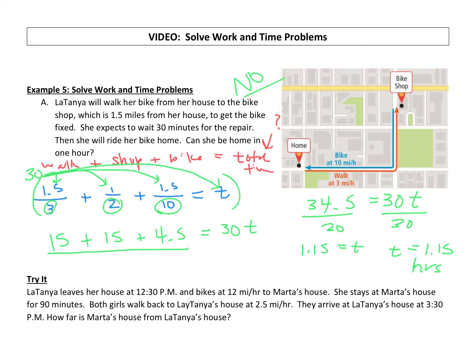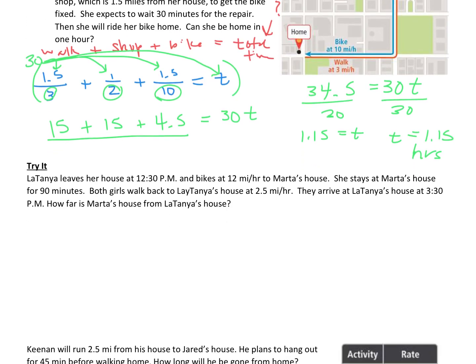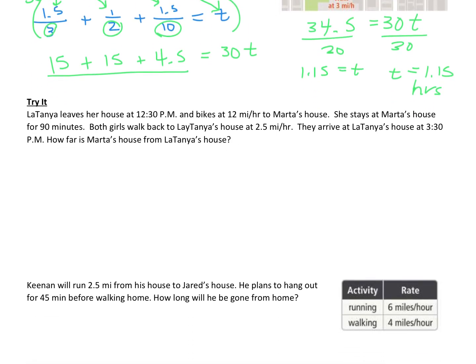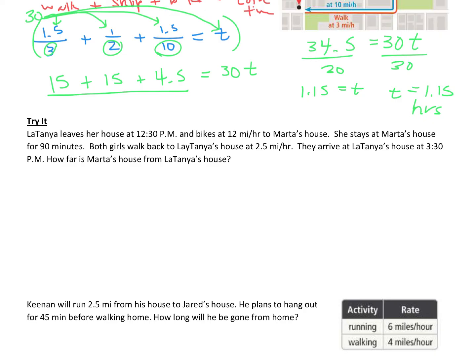All right, well, that wasn't so bad. Let's take a look at another one. Oh, a couple more. Okay. Latanya leaves her house at 12:30 p.m. and bikes 12 miles per hour to Marta's house.